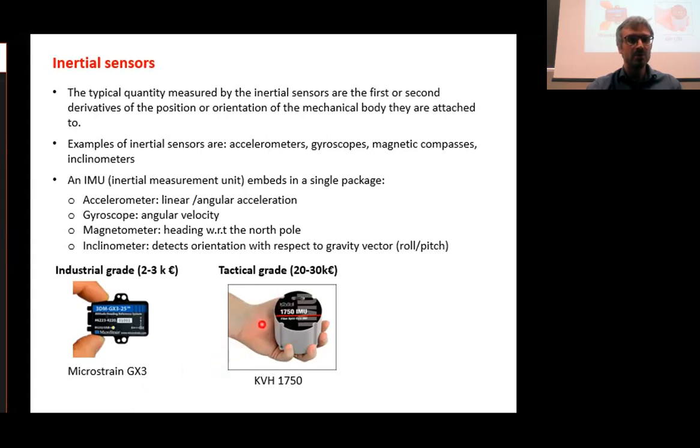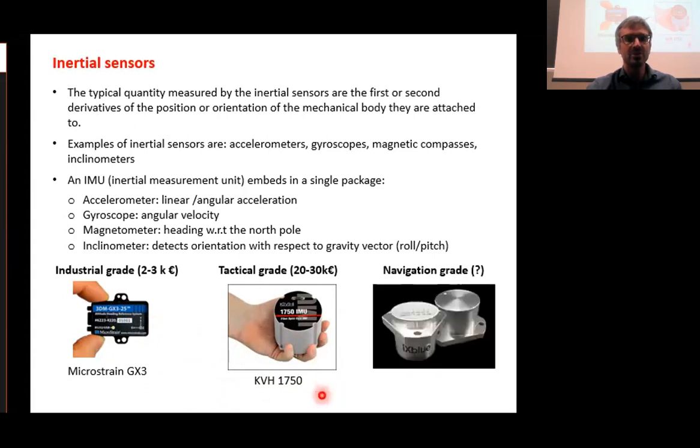A better IMU is used, which is based on optical technology. The previous one is based on MEMS technology, or integrated circuit. And this is called tactical grade and costs around 25,000 euro. While there are also navigation grade IMUs that are very, very expensive. I don't know how much they cost, and they are used only in helicopters or military applications where you really need high accuracy. Why?